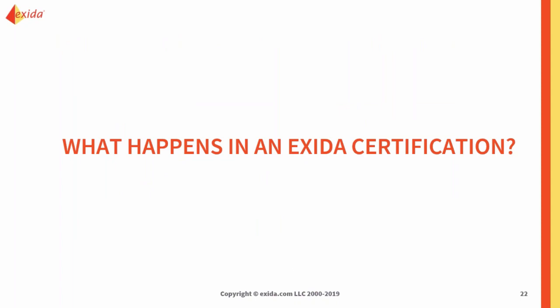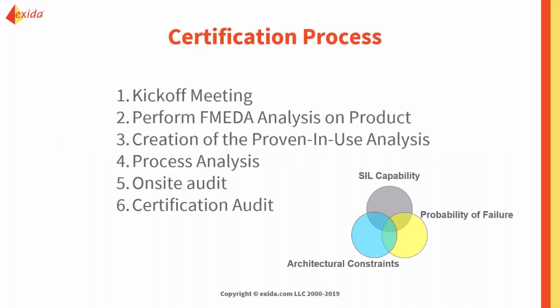So now, what happens in the certification process? Now that we know what the standard says and the 3 barriers you need to achieve, what happens when you actually are doing certification? The certification process follows those barriers that we talked about that the standard requires you to meet. We start the certification with a kickoff meeting and make sure that everybody's on the same page.